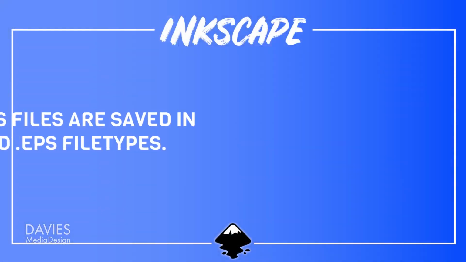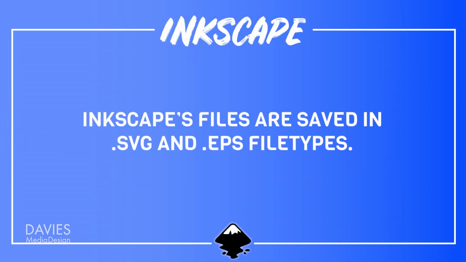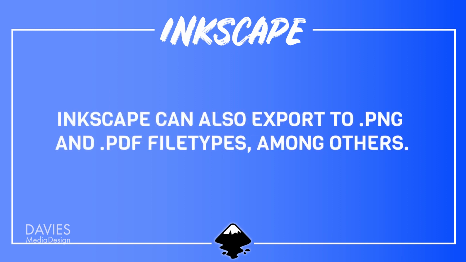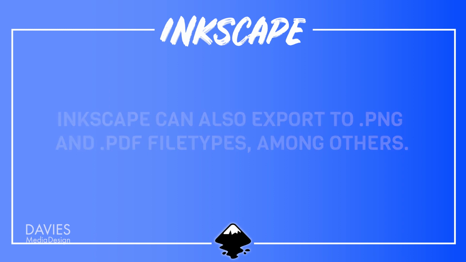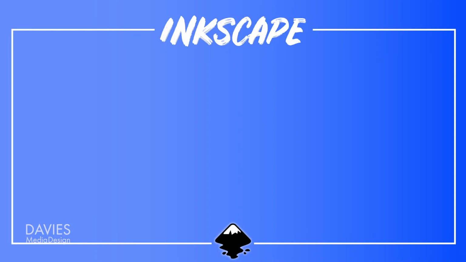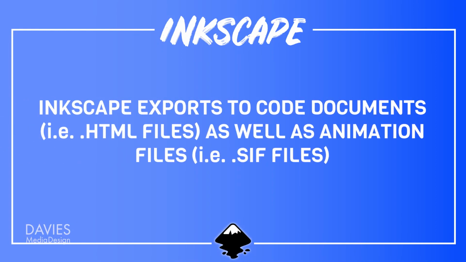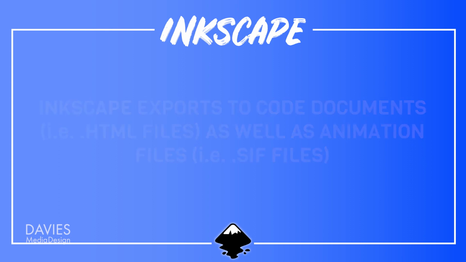Inkscape typically saves to vector-based file types, including .svg and .eps, though it can also export to common file types such as .png and .pdf. It does not export to .jpeg, which is kind of a big drawback, at least in my opinion. Plus, Inkscape can be exported to code documents such as .html, as well as to animation files such as .sif. So all that being said, when should Inkscape be used?